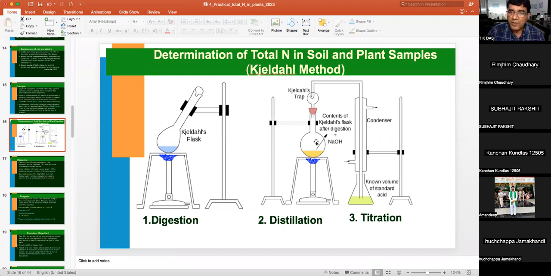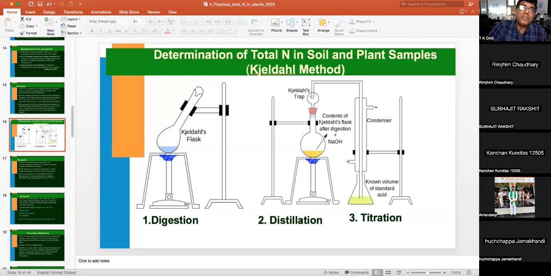Some ready-made equipment is also available. Automatic equipment can do all the processes together, including digestion. Those are automatic total nitrogen analyzers. You can just put the sample for digestion, and then immediately go for distillation and then titration. But in most Indian laboratory conditions, we do not have these expensive equipments, so people work with these kinds of assemblies. Now you are going to proceed to distillation.